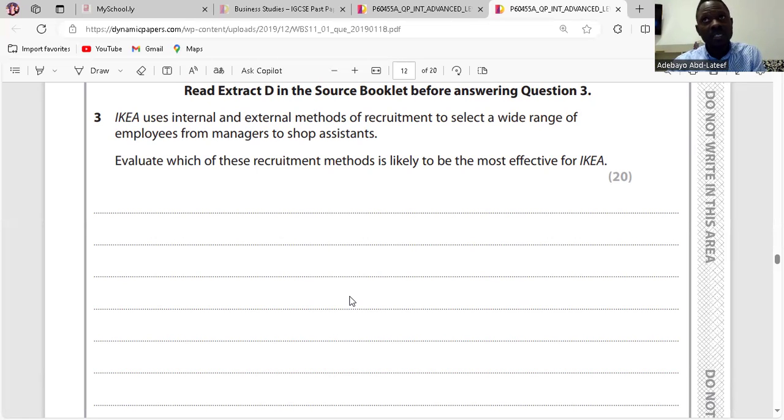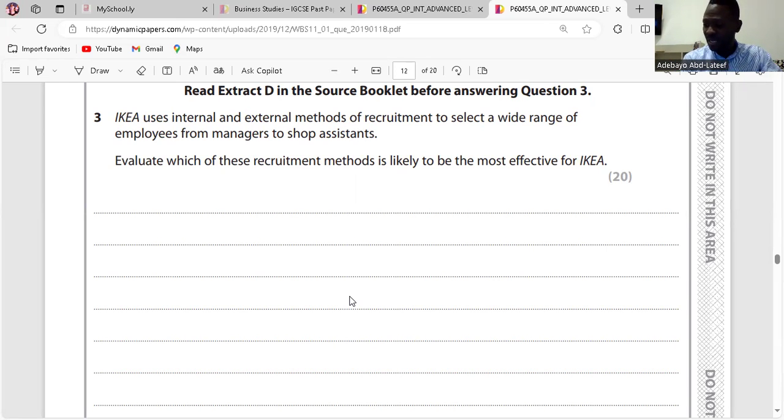Even the skills they might like. Two, existing employees might not bring fresh ideas into the business. And when you look at what IKEA is talking about, IKEA is talking about creativity and innovation. But this might not happen with existing employees. Now go to external recruitment.